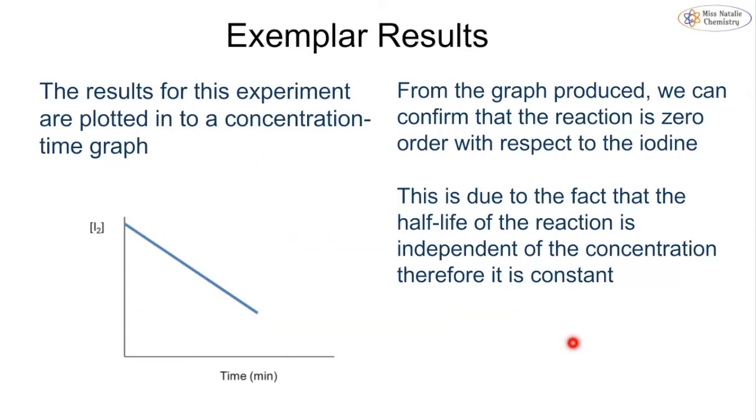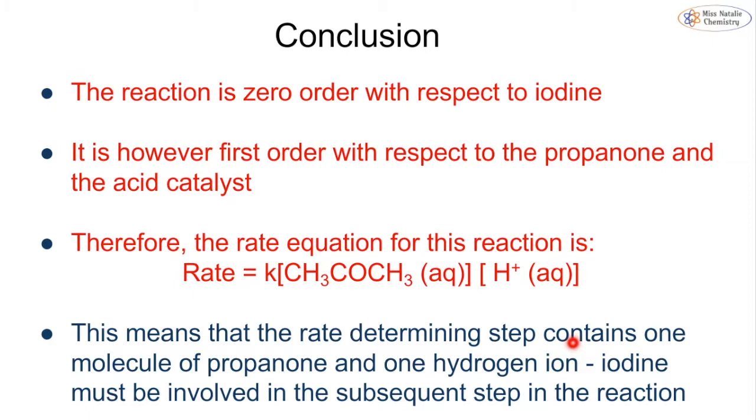What we can then do is plot the results for the experiment into a concentration versus time graph, and you can see here that we have a nice negative straight line, and that tells us that this reaction is actually zero order with respect to the iodine. And this is the fact that the half-life of the reaction is independent of the concentration, therefore it is constant. Okay, so iodine is zero order with respect to this reaction.